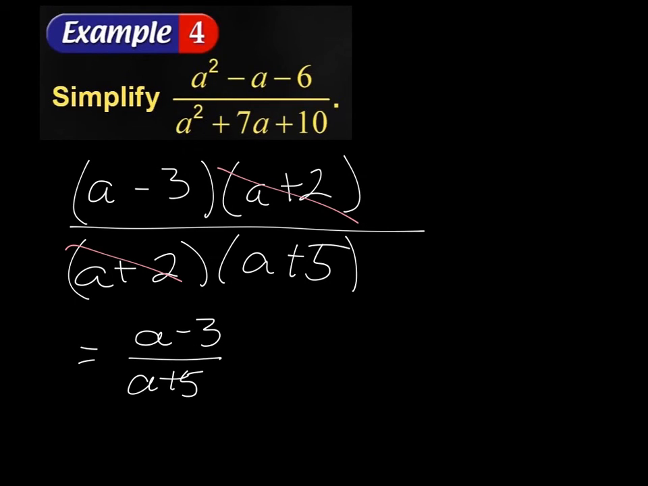Now, in the back of the book, they're going to say x cannot equal -2 or -5, because those two things, if we substitute them into the original expression, would give us division by 0, and we know division by 0 is undefined.